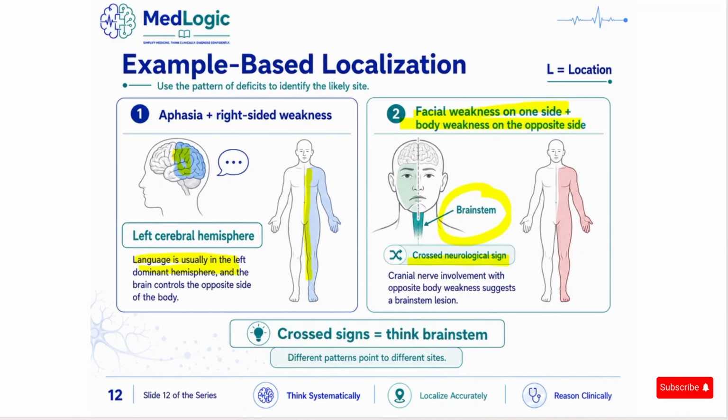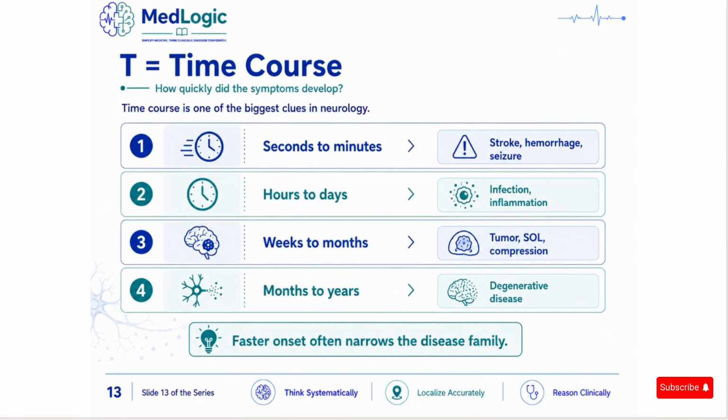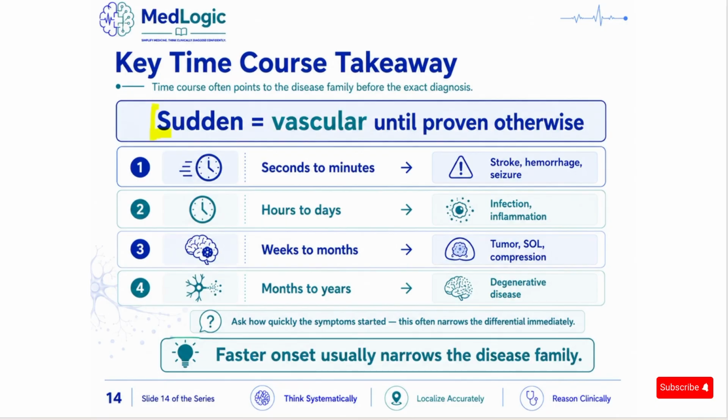The second question is, how quickly did the symptoms develop? Time course is one of the biggest clues in neurology. If symptoms are sudden, within seconds or minutes, think of a vascular event like stroke or hemorrhage. If symptoms develop over hours to days, think of infection or inflammation. If symptoms progress over weeks to months, think of tumor, space-occupying lesion, or compression. If symptoms progress over months to years, think of degenerative disease. A very useful memory line is, sudden equals vascular until proven otherwise.